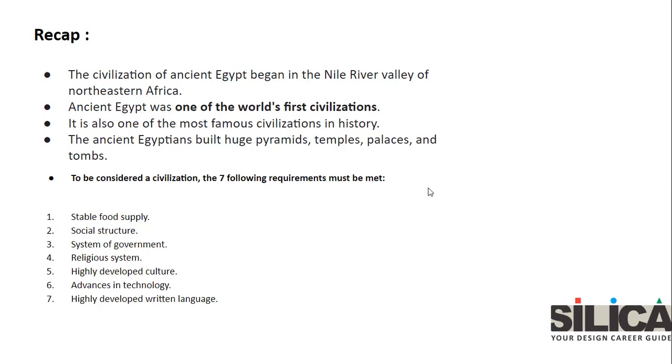To be considered a civilization, the seven following requirements must be met: stable food supply, social structure, system of government, religious system, highly developed culture, advances in technology, and highly developed written language.